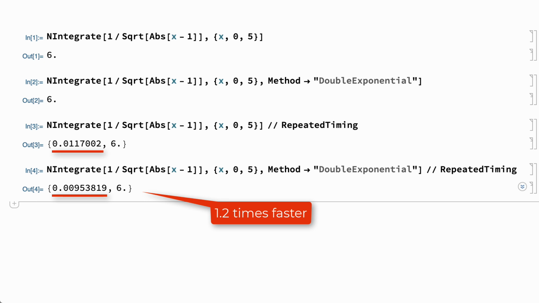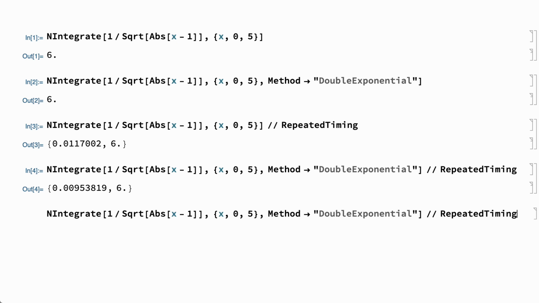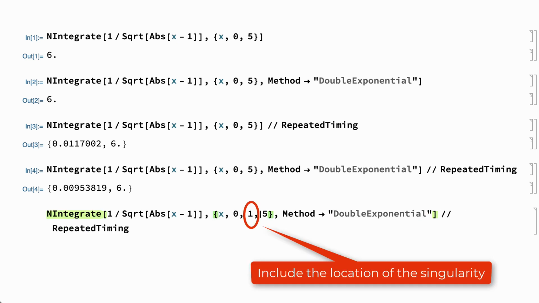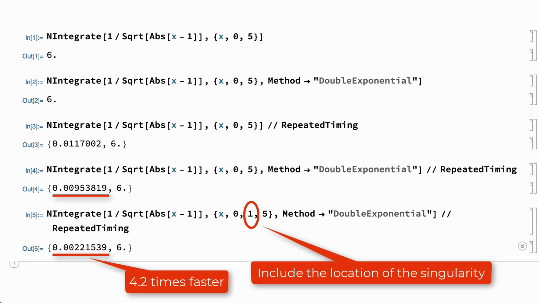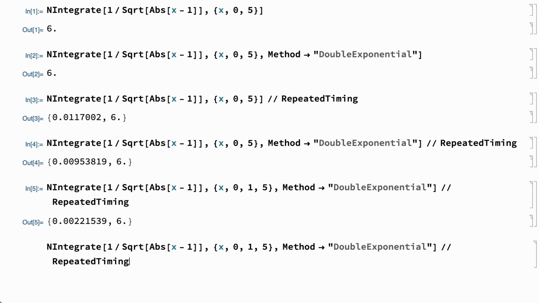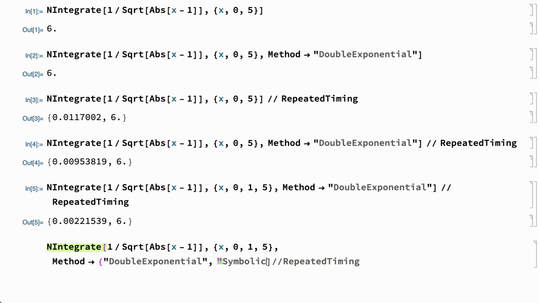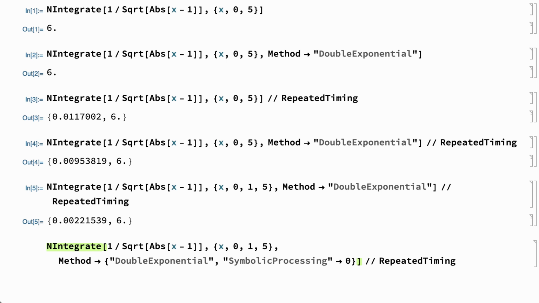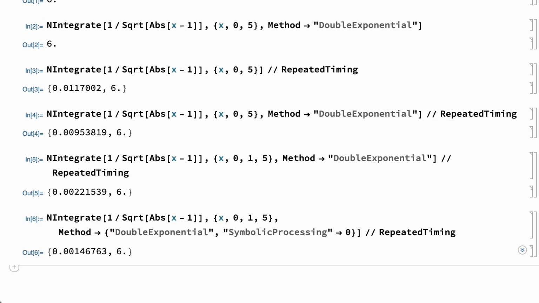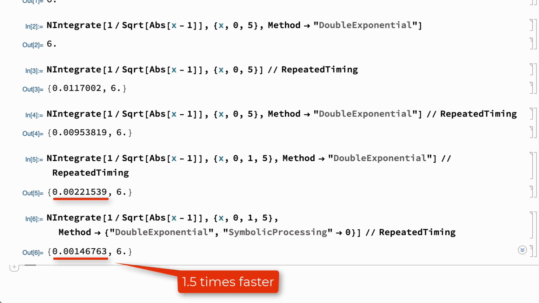The integrand in this example has a singularity in the range of integration, and an even larger improvement in speed can be achieved by including the location of that singularity in the specification of the range of the variable. Still more improvement in speed can be achieved by setting the symbolic processing suboption to 0, which sets the time to allow for symbolic processing to 0, which effectively turns off the symbolic processing that is normally done by NIntegrate.